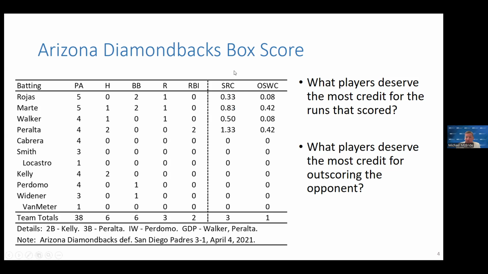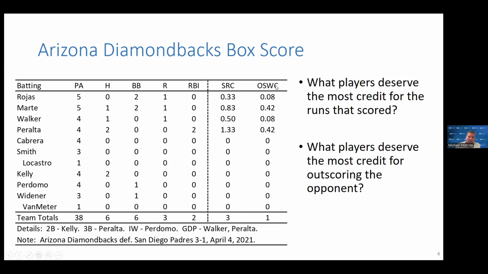Well, these are the 2 stats I'm going to be sharing with you today. The first one is called a Shapley run credit. And this says of the 3 runs that scored, this is exactly the fair way to distribute credit for these runs. Peralta, the 4th batter in the lineup, deserves credit for 1 1/3 runs of the 3. And the rest is distributed in this way. So this is for the runs.